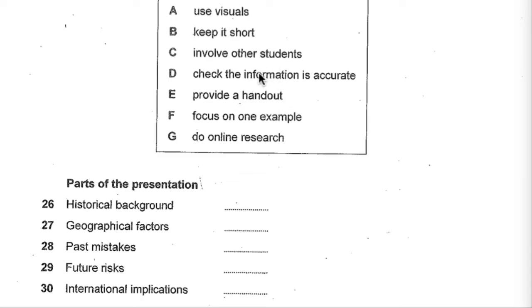Now, as for the geographical factors, it's quite confusing because he said we should have a handout, so you apparently choose option number E. But it is not, because he said later that we could use some slides or something. So slide is nothing but a visual. So for 27th, it's going to be answer A and not E.